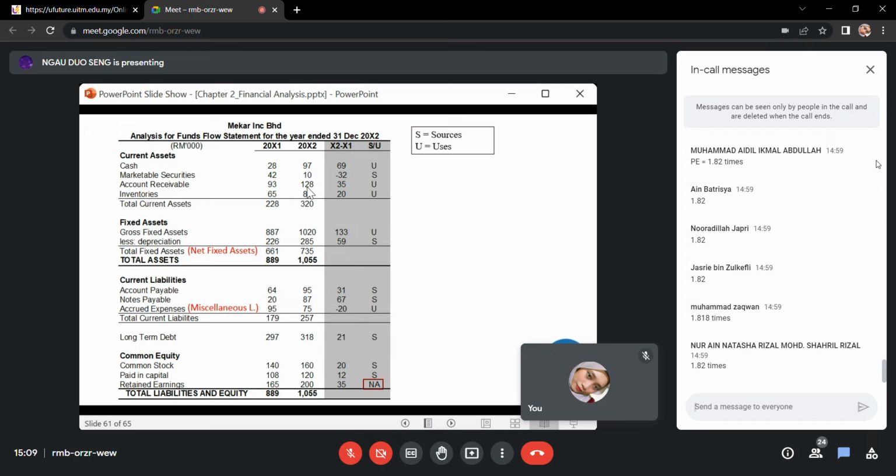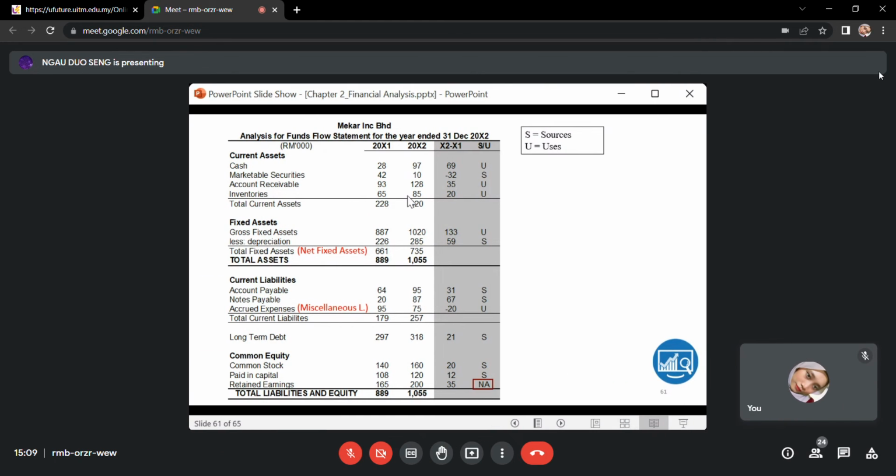Then account receivable 128 minus 93, positive answer 35. This one is uses, right? Because account receivable has increased. Then inventory also increased, 65 to 85. So 85 minus 65 increased by 20. So this one is uses. Because you have used your cash to buy inventory. That's why inventory increased. So this one is spending, uses.